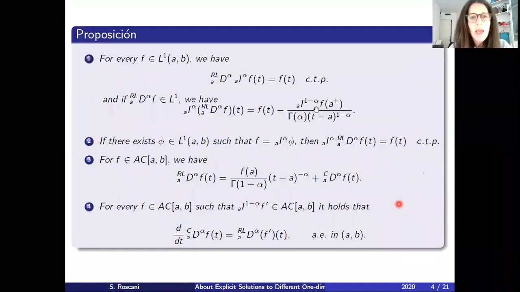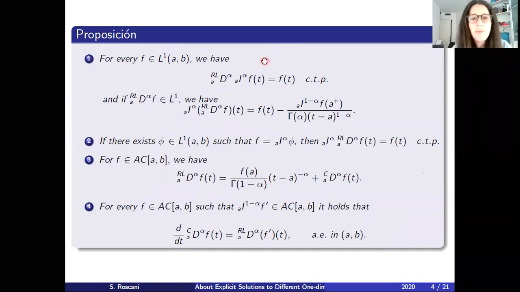Okay, yes, I want the light, but I don't want it here. How can I? Ah, fantastic.